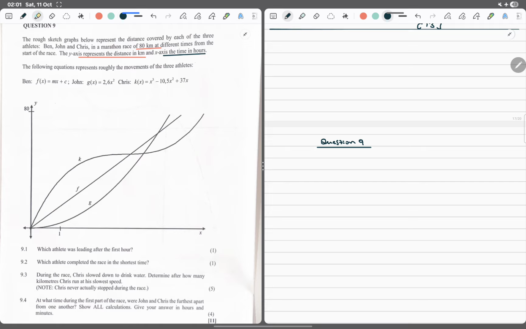Okay. Ben is this one. All right. So John is the parabola. So this is the quadratic function. Okay. And then Chris is the cubic one. So this is the one. Okay. So we are told that the total distance is 80.